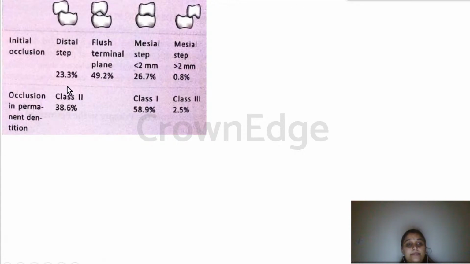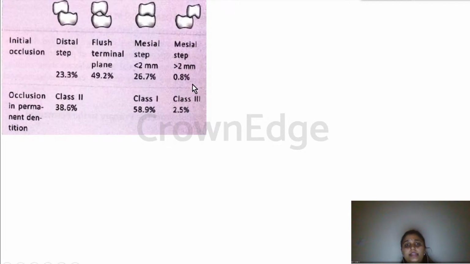Okay. Distal step. These are all studies that have been done for a very long time, okay? On different individuals. And what they have found is distal step will lead to a class 2. The mesial step, if less than 2 mm, leads to a class 1 in almost nearly 60% of the cases, that is 58.9, and I'm rounding it off to 60 for ease of remembrance.